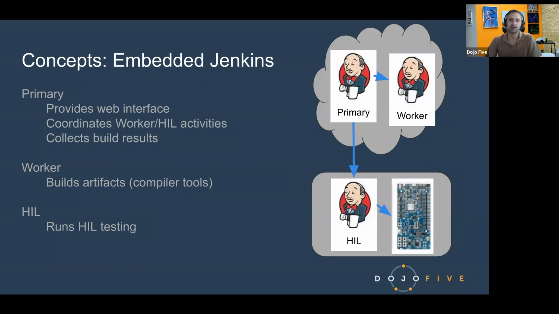Okay, so embedded Jenkins, just some concepts. We have primary and workers in Jenkins. Jenkins is a build automation tool. You can think of it like, if you've set your build up to run once by pressing a button or running one script, and it runs your entire build, Jenkins is a tool that helps you automate that over time.